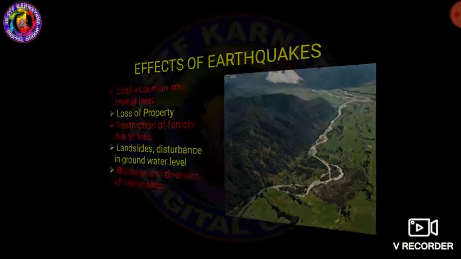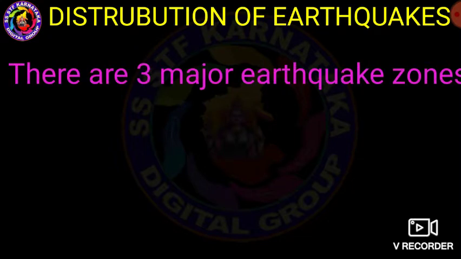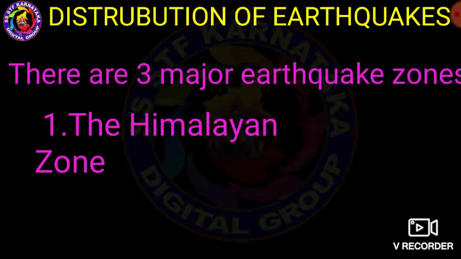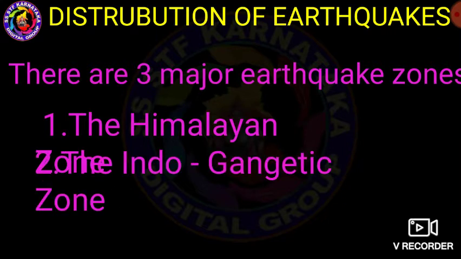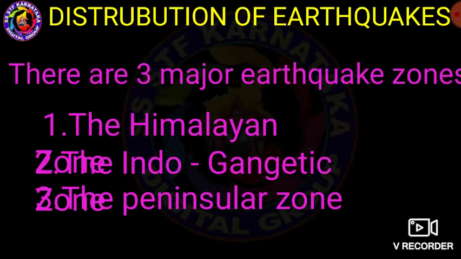Understand? And my dear students, distributions of the earthquakes. My dear students, there are three major distributions of the earthquakes. There are three major zones of the earthquakes. One is the Himalayan zone. Second one is the Indo-Gangetic zone. Then the third one is the peninsular zone. Keep it in mind, very important. One is the Himalayan zone, second one is the Indo-Gangetic zone, the third one is the peninsular zone.